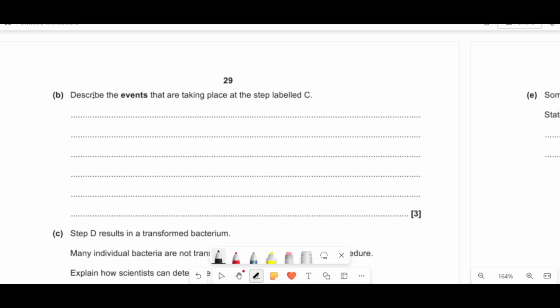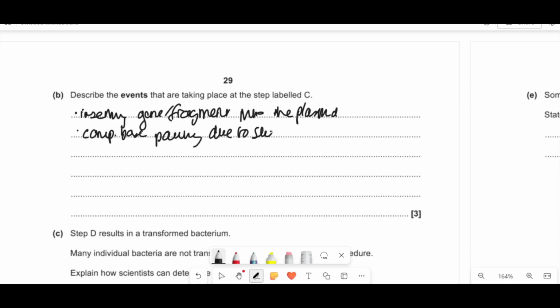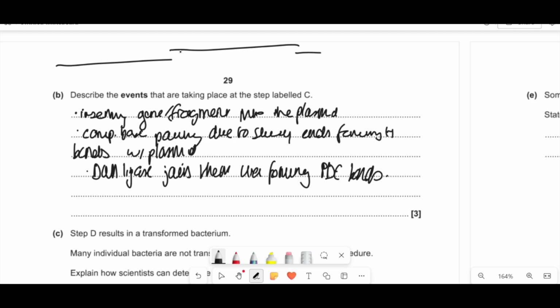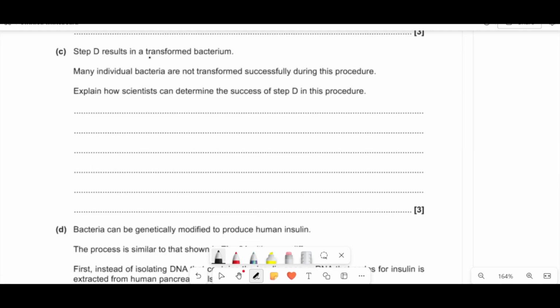So the events happening here: number one, you're inserting your gene or the fragment, whatever you want to call it, into the plasmid. We need to think about how. First of all, you get complementary base pairs between the sticky ends, due to the sticky ends forming hydrogen bonds with the plasmid. And then DNA ligase joins them via forming phosphodiester bonds. The DNA ligase is not forming the hydrogen bonds, it's making the phosphodiester bonds. It's sticking the two strands together. Otherwise, it would just float awkwardly like that. It's sticking them actively. So step D results in a transformed bacterium.